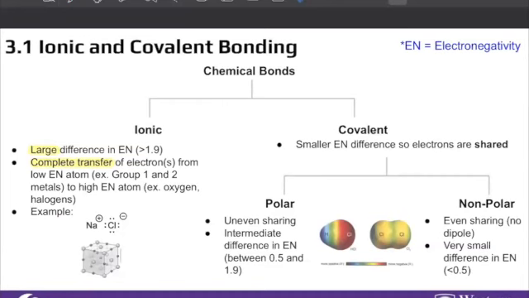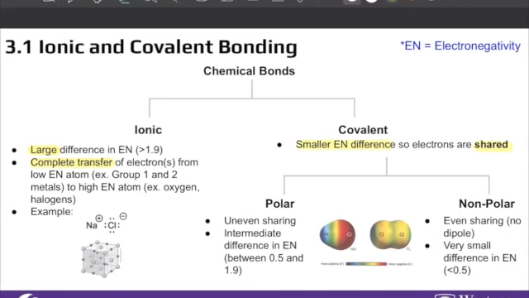Okay, so now moving on to covalent bonds. The key differences from ionic are that we have smaller differences in electronegativity, and also instead of a transfer of electrons, we have a sharing of electrons between the two atoms.